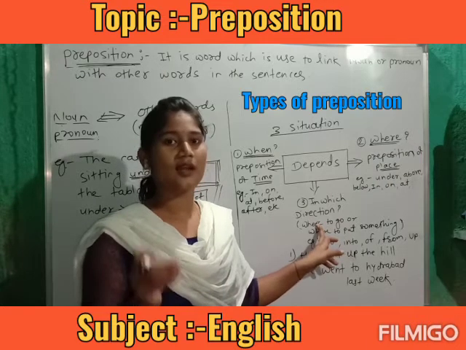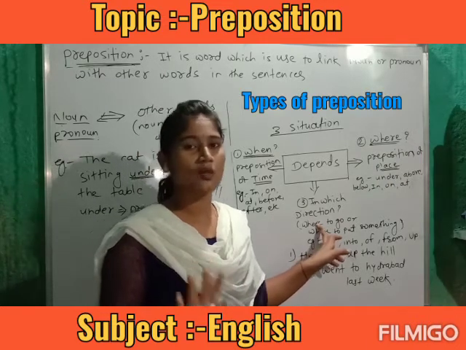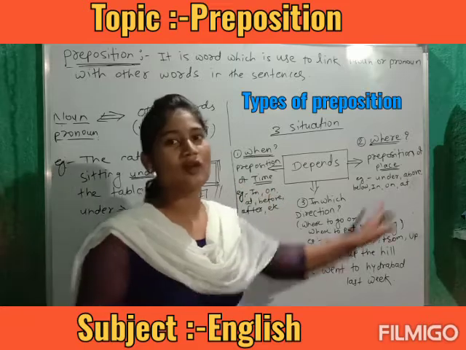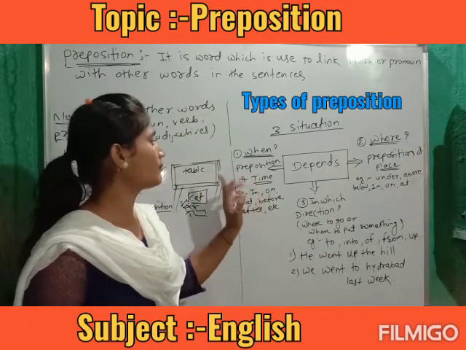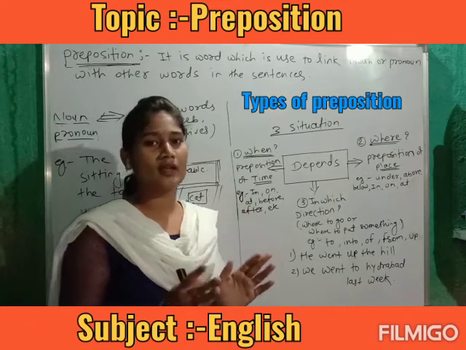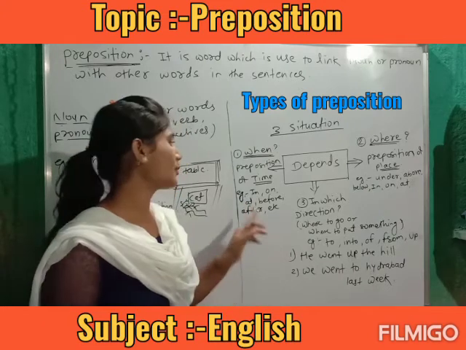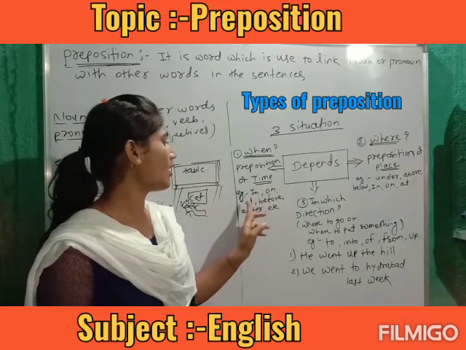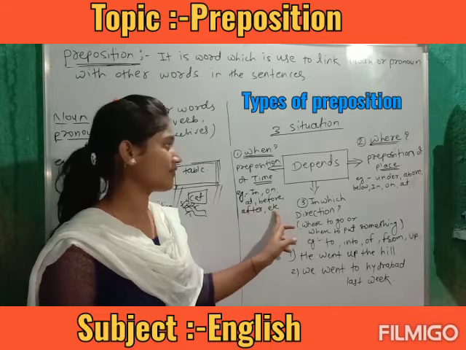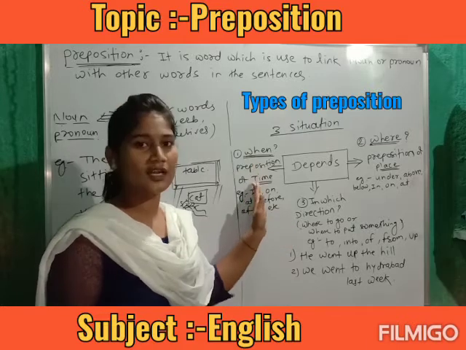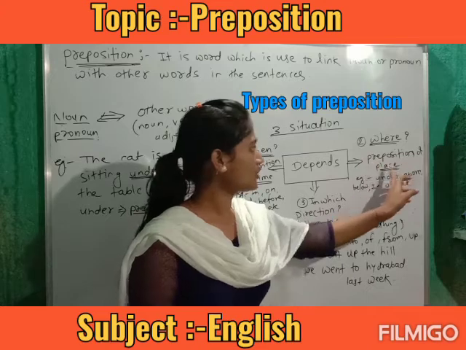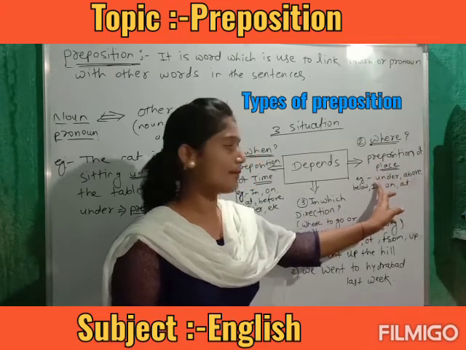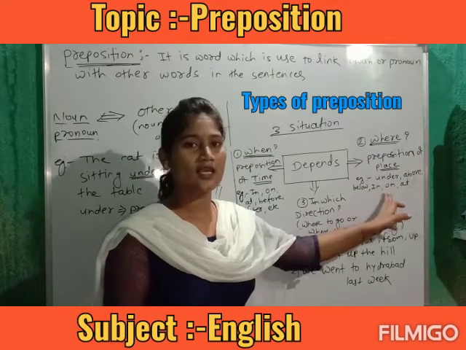Understood? Regarding these three situations, we are going to see what the types of preposition are. Now, in the first one, on the basis of when, meaning the basis of time, how many prepositions are there? See: in, on, at, before, after, etc. These are the prepositions related to time because they describe the time. Now what about where? Preposition of place. Examples are under, above, below, in, on, at.